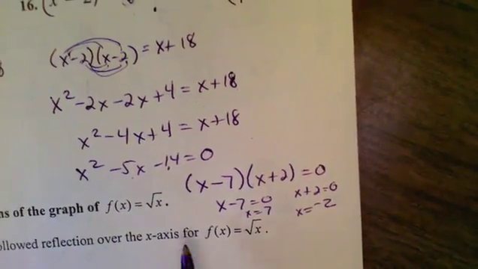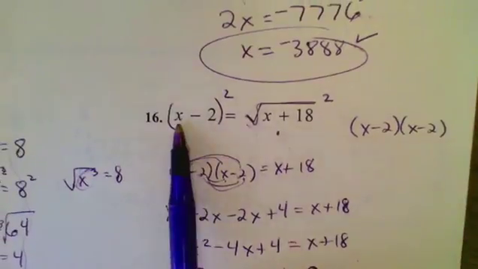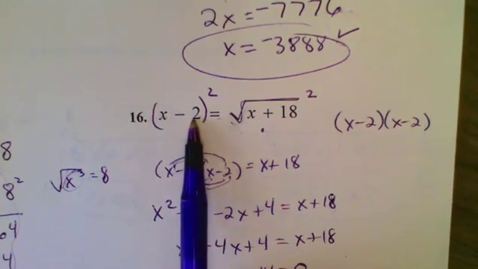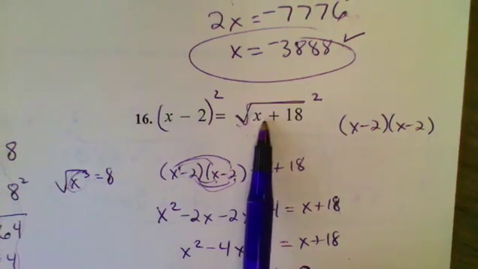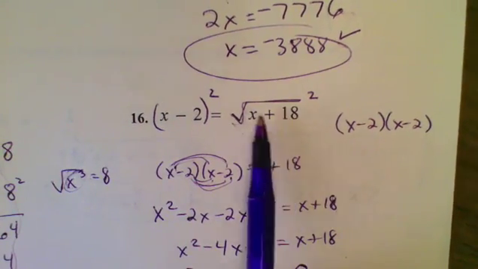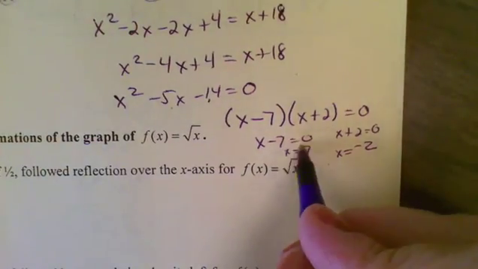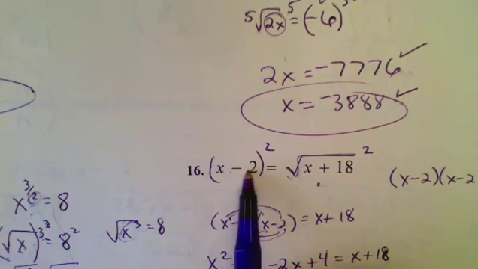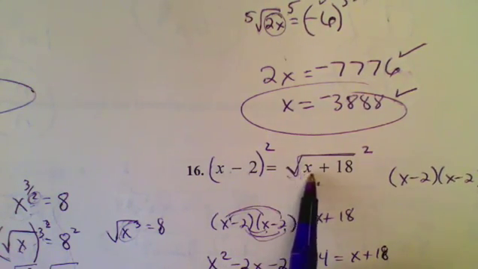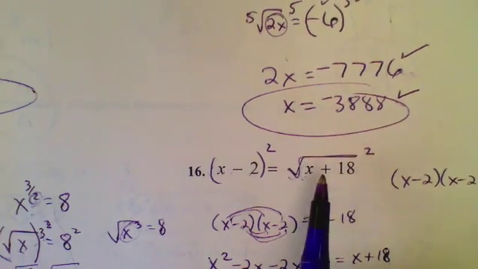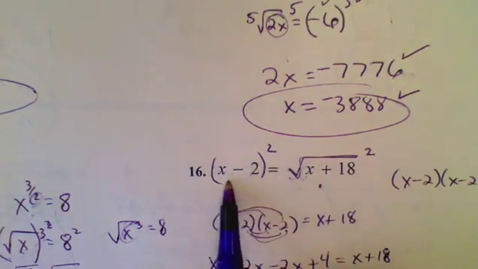But be careful, you have to plug them back in. So if I take 7 and plug it into the original problem, it would be 7 minus 5 is 2. Does that equal the square root of 7 plus 18, which is 25? Yeah, the square root of 25 is 5. So that one works. But when I put in negative 2, negative 2 minus 2 is negative 4. And here I get negative 2 plus 18 is the square root of 16. The square root of 16 is 4. It does not equal negative 4 on this side.